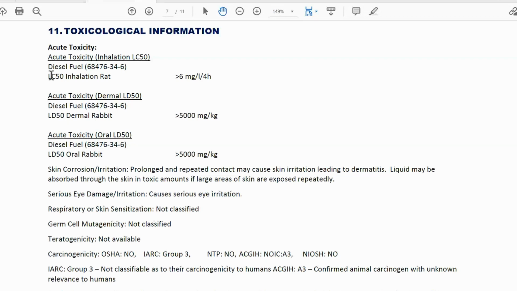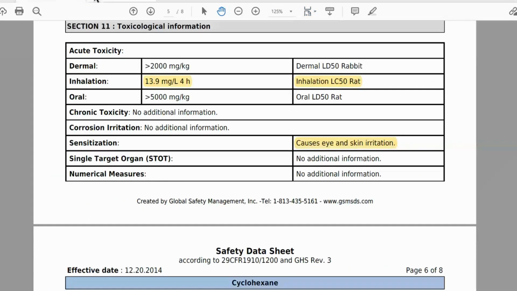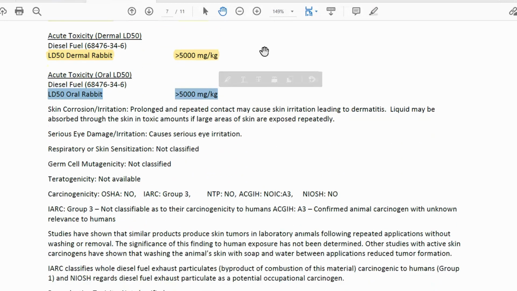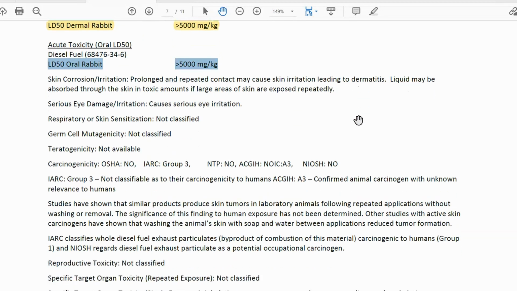So you see that acute toxicity, LC50 is only 6 milligram. Just how much? 13 milligram. All right, 6 milligram acute toxicity. Dermal, this is lethal dose. Oral, lethal dose. All right, so the same. So what does it say? Skin corrosion: prolonged and repeated contact may cause irritation leading to dermatitis. Liquid may absorb through skin in toxic amount if a large amount of skin is exposed repeatedly.